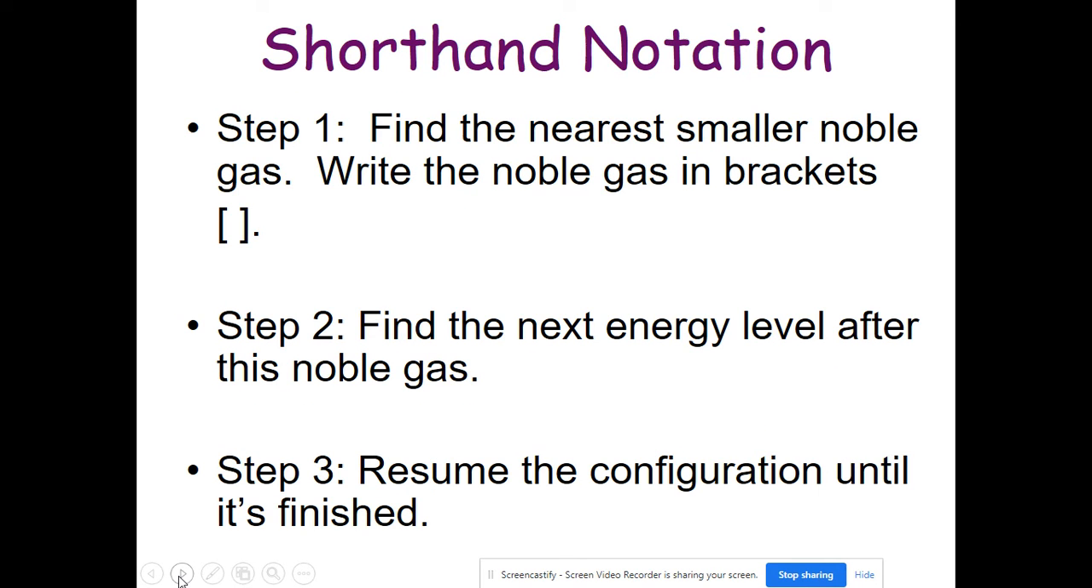First, these are just the steps, and we're going to work through them so you can see how these steps are used. The first thing we do is write the nearest smaller noble gas and put that in brackets. We then find the next energy level after this noble gas, and we resume the configuration until it's finished. So you will see how this works.